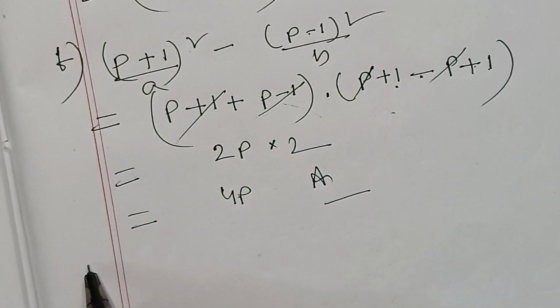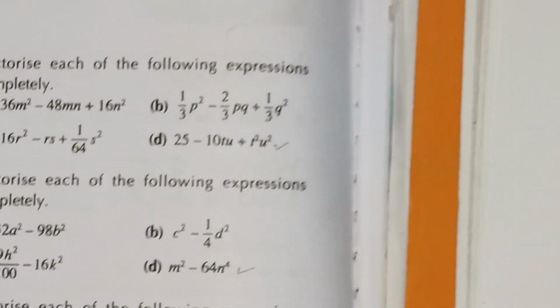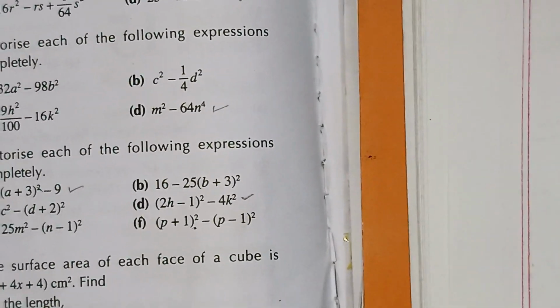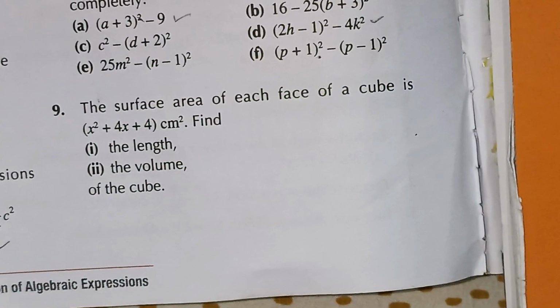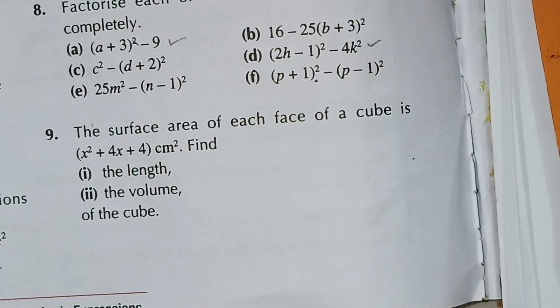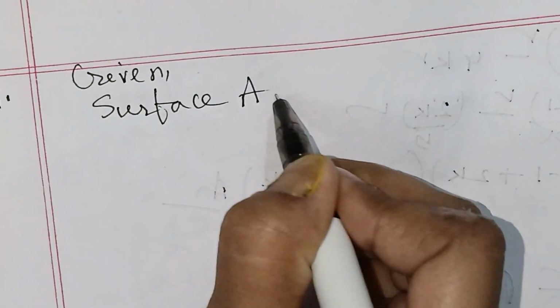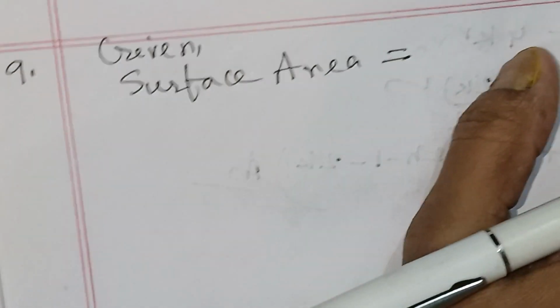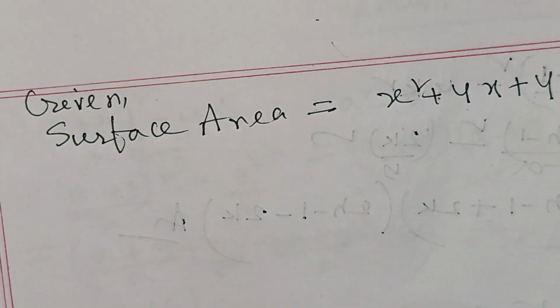Now number question 9. The surface area of each face of a cube is x square plus 4x plus 4 centimeter whole square. Find the length and the volume of the cube. Okay. So given here surface area, x square plus 4x plus 4.